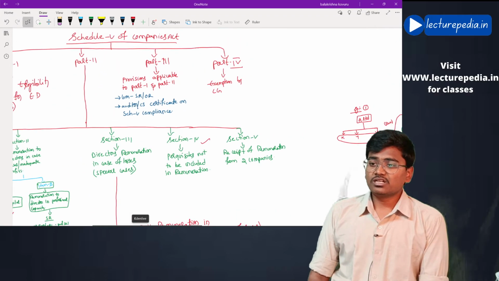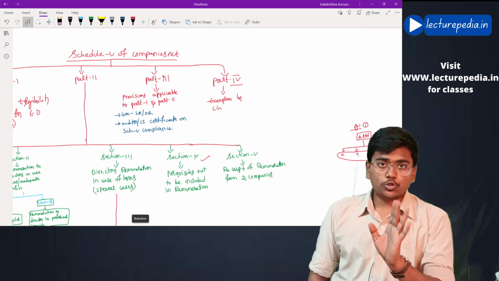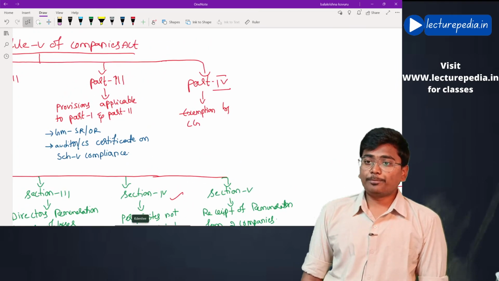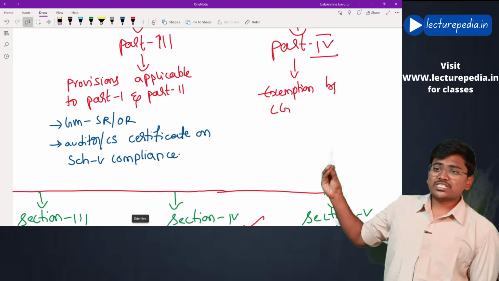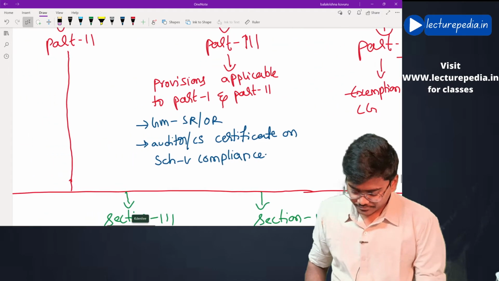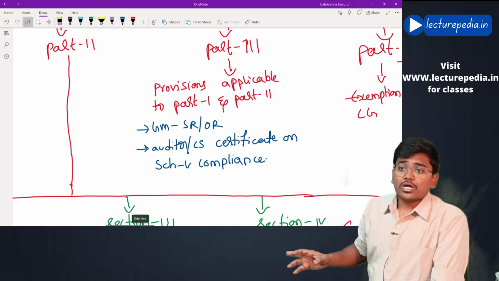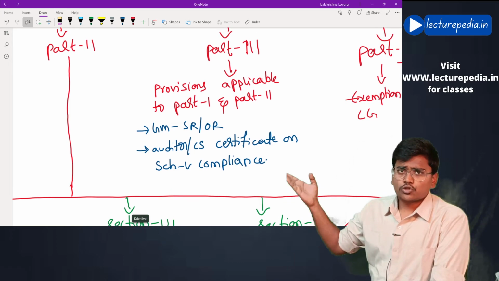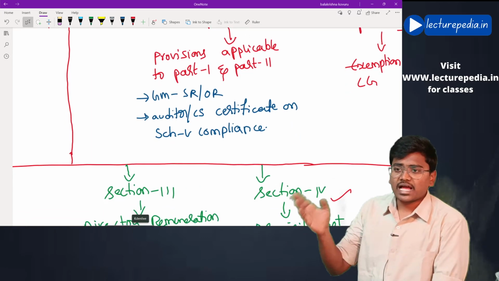Yeah, those were the 5 sections that were covered under part 3 of part 2 of schedule 5. Moving to part 3 of schedule 5. Part 3 deals with provisions which are applicable to part 1 and part 2. What it says: for giving the remuneration as per part 1 and part 2, you have to take approval, that is through either special resolution or ordinary resolution as required, okay, as discussed by us.